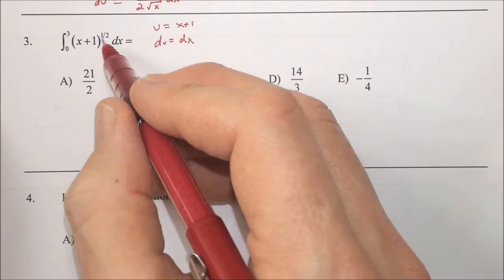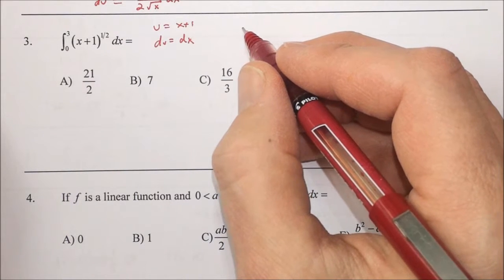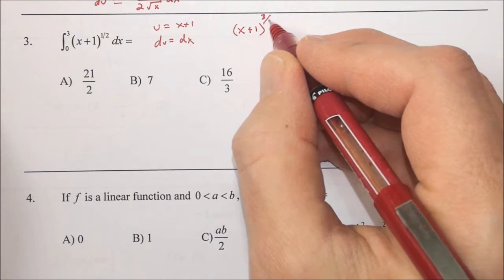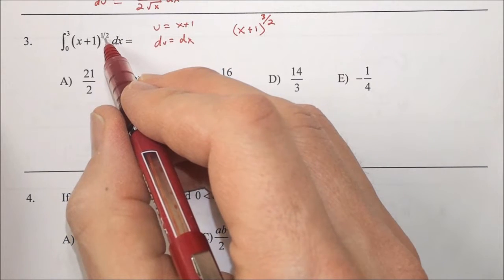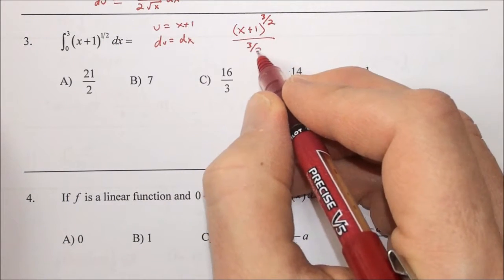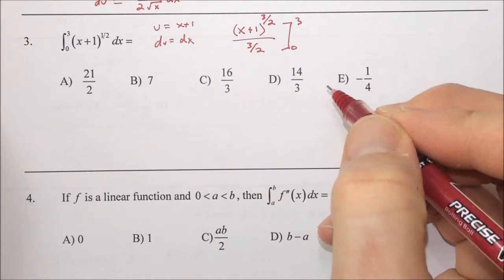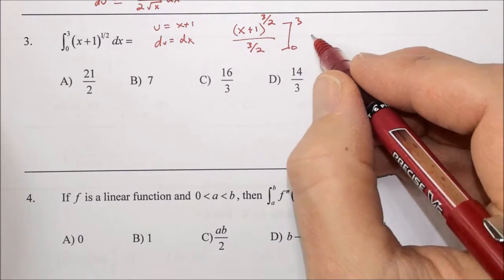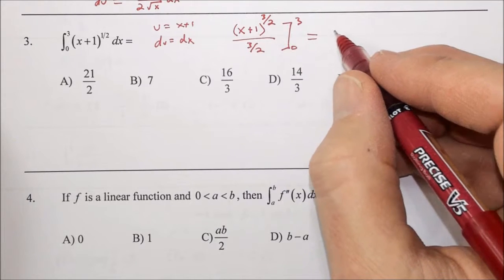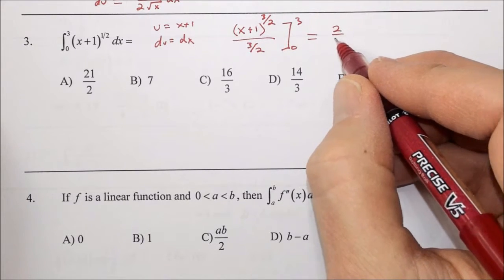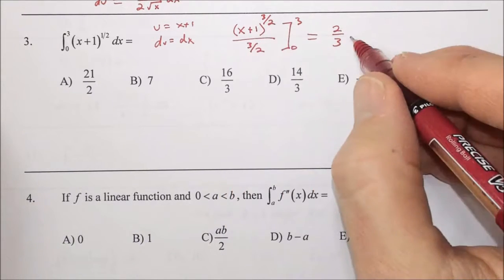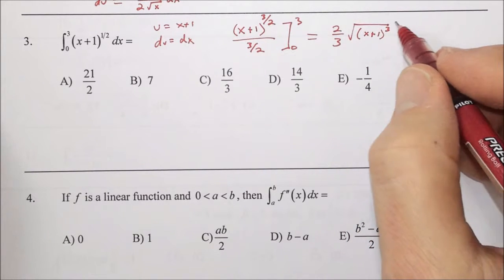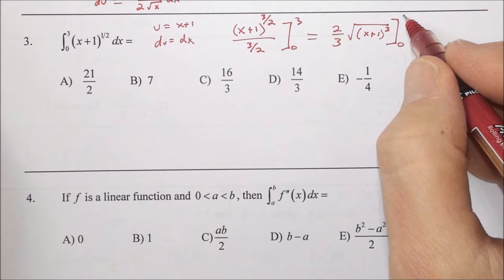All right. This is going to become, actually I'll do it over here. We have x plus 1. We have to raise the exponent up once, so that's going to be 3/2. Right? 1/2 plus 1 is 3/2. And we divide by 3/2. It's evaluated from 0 to 3. This is rather difficult to plug in 0 and 3, so let's rewrite this. Dividing by 3/2 is the same thing as multiplying by 2/3. And then we have x plus 1 to the 3/2 power. That is the square root of x plus 1 cubed. We remember from our algebra class. We're still being evaluated from 0 to 3.